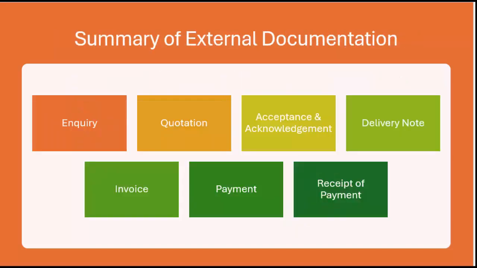Summary of external documentation. Inquiry starts the process: you ask for information or services. Quotation provides the cost estimate for the job. Acceptance and acknowledgement: you accept the quote and the company confirms receipt. Delivery note acknowledges completion of the service or delivery of goods. Invoice is a formal request for payment from the company. Payment: you make the payment to settle the transaction. Receipt of payment is confirmation that your payment has been received and processed.